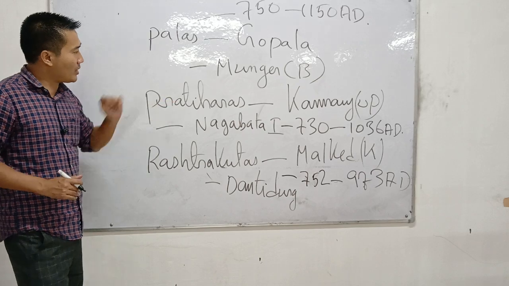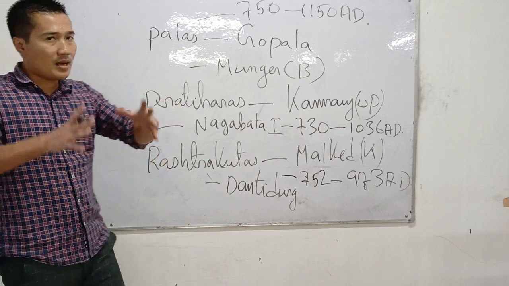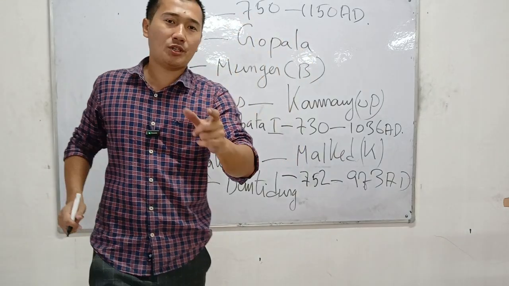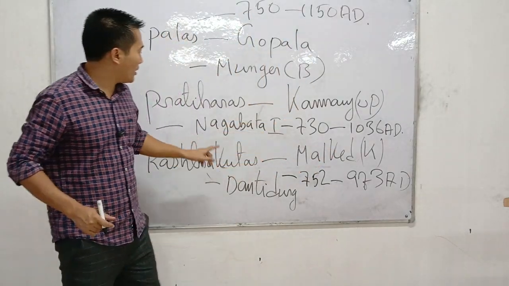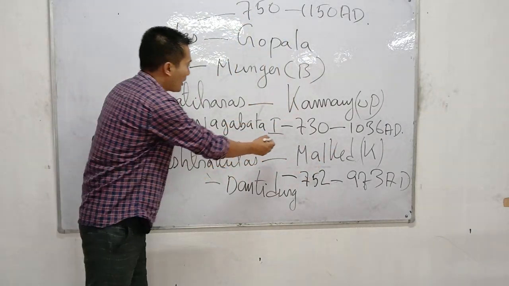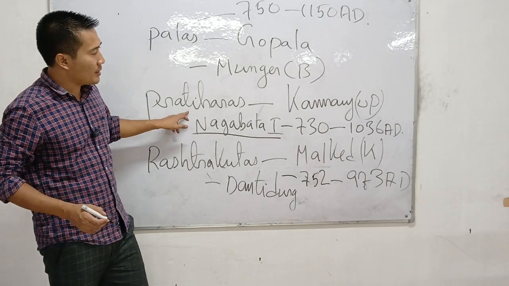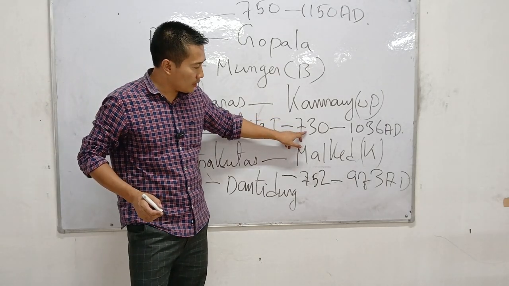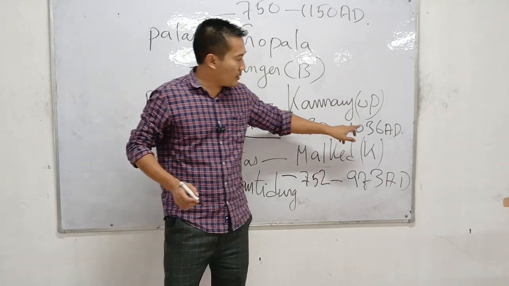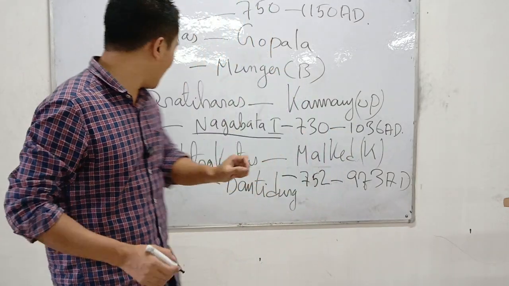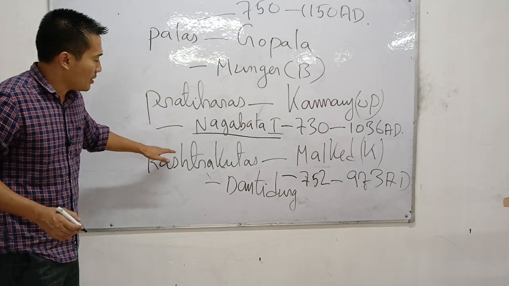Next is the Pratiharas. The Pratiharas have the capital city at Kannauj. Kannauj is in present day Uttar Pradesh. Nagabhata I is the founder of the Pratiharas, and it was founded in the year 730 and ruled till 1036 AD.